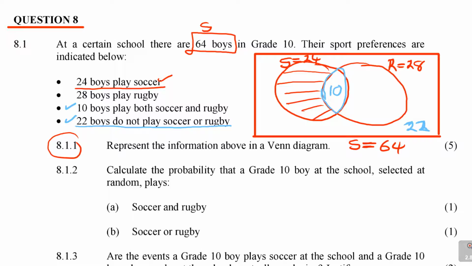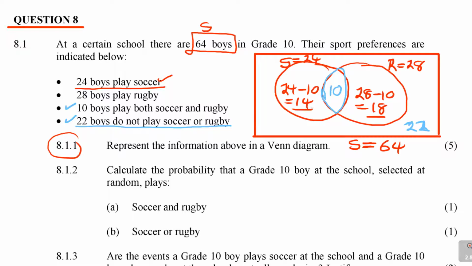So if you want to find that group that is playing soccer only, you say 24, then you subtract the 10. 24 minus 10 gives us 14. So 14 only play soccer. What about the rugby? It's also 28 minus 10, which is equal to 18.